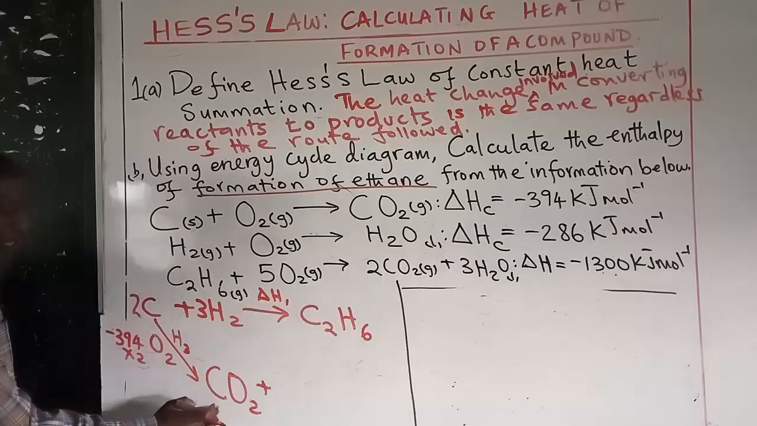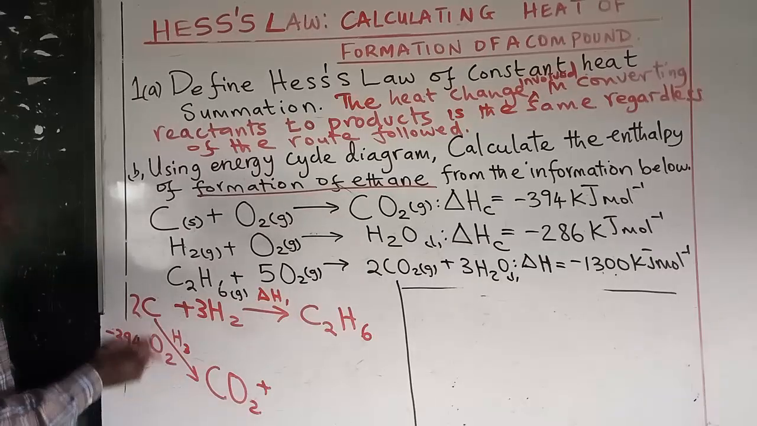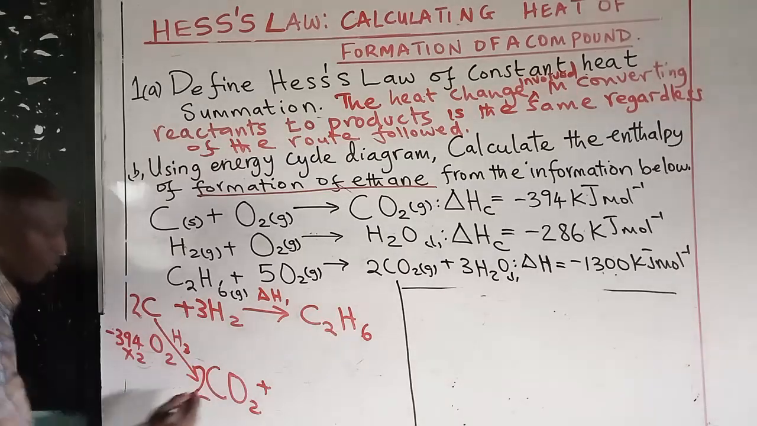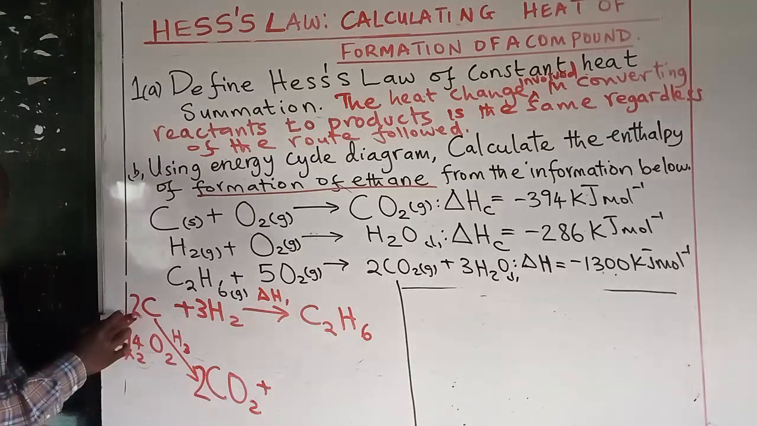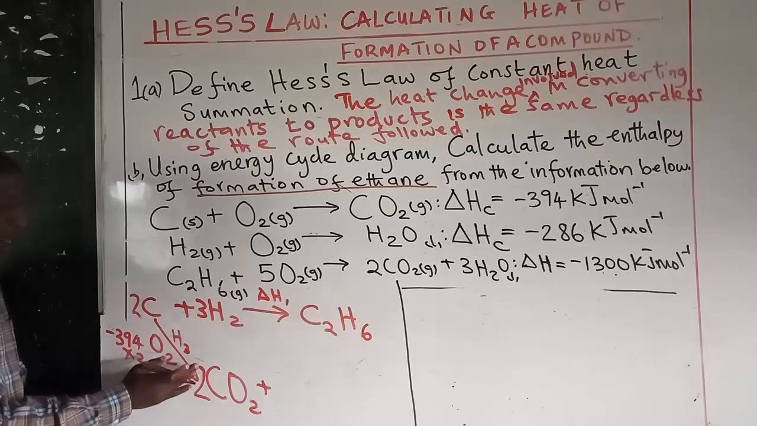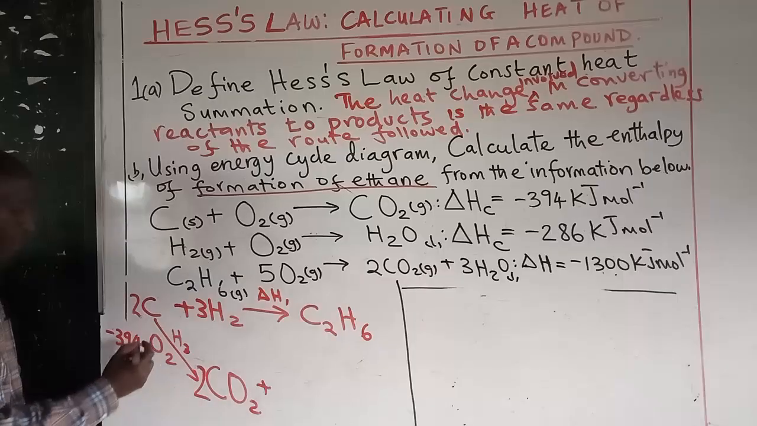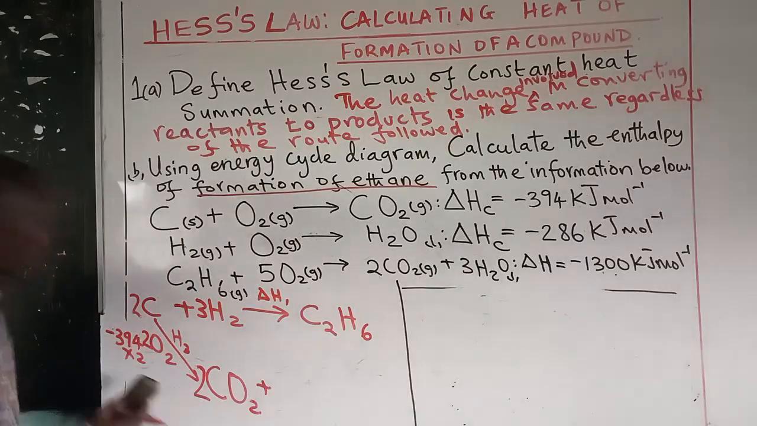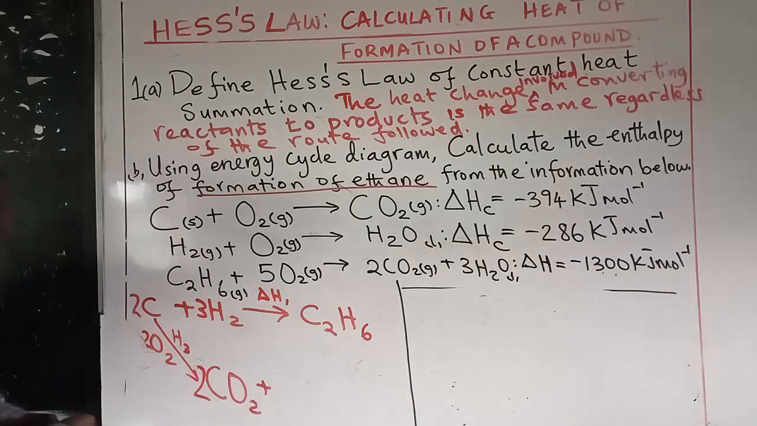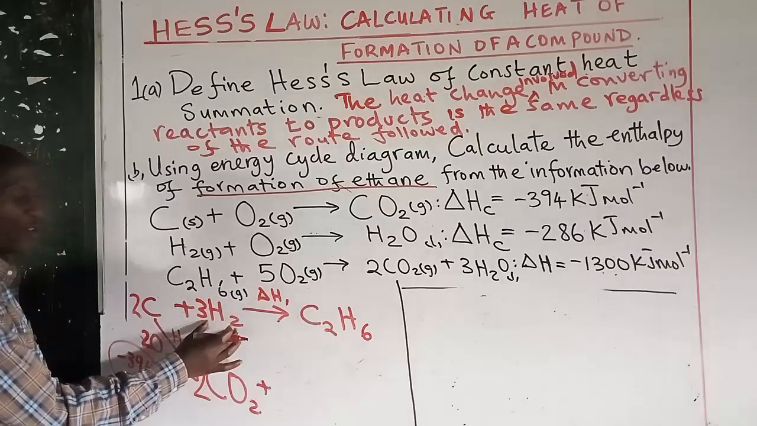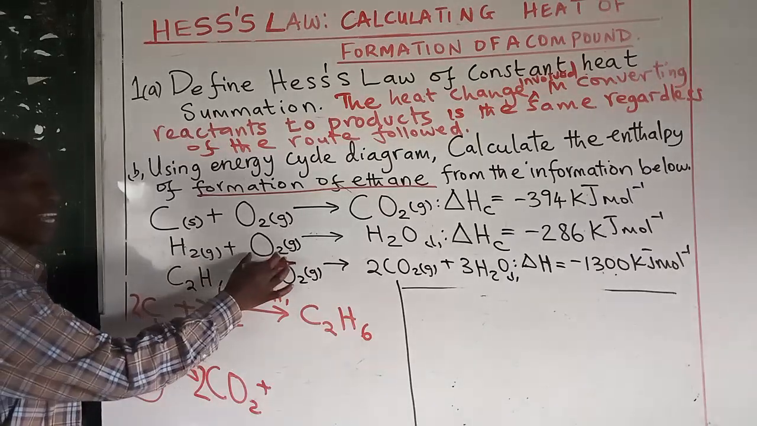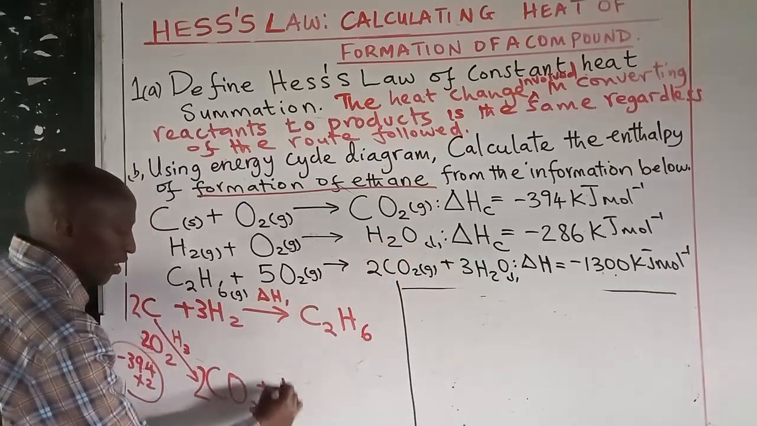So this is very important. Balancing for oxygen will come in later. 2 moles of carbon yield 2 moles of CO2. That means we shall need 2 moles of oxygen. Let me put this clearly. So the energy change here would be negative 394 times 2. We shall come to that when we shall be calculating H3. Let's look at hydrogen. Hydrogen reacts with oxygen to yield water. So we shall have water here.